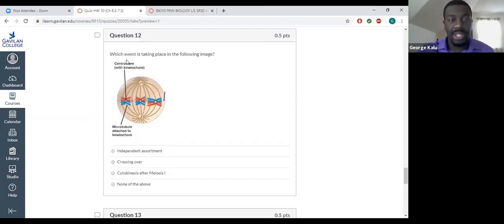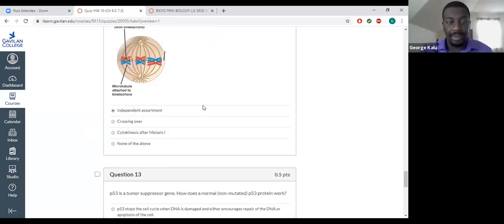Okay, number 12. So which event is taking place in the following image? Here we're looking at metaphase 1. So would we see independent assortment? Would we see crossing over? Would we see cytokinesis? Or would we see none of the above? So what event happens during this stage? Kimberly's got this one right. So this would be where we see independent assortment, right? Crossing over is going to happen in prophase 1. Here we're looking at metaphase 1, and metaphase 1 is where we're going to see independent assortment occur.